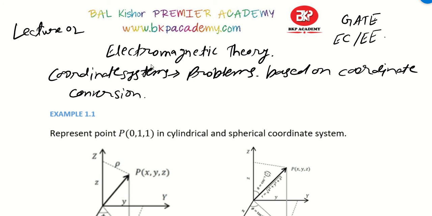In continuation of the electromagnetic theory GATE course, we are going to solve some questions based on coordinate systems. These problems will be basically from coordinate conversions. The first question is: we have to represent a point P(0, 1, 1) in cylindrical and spherical coordinates.